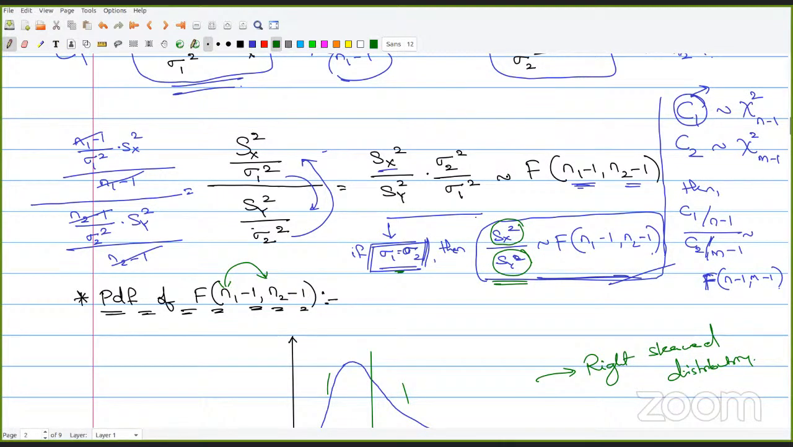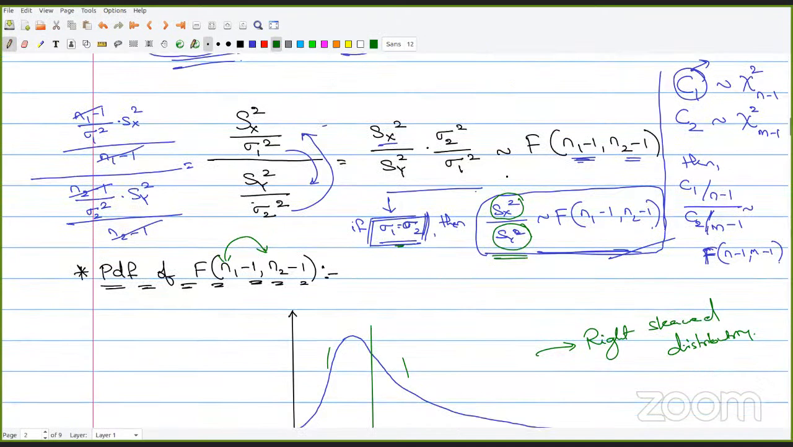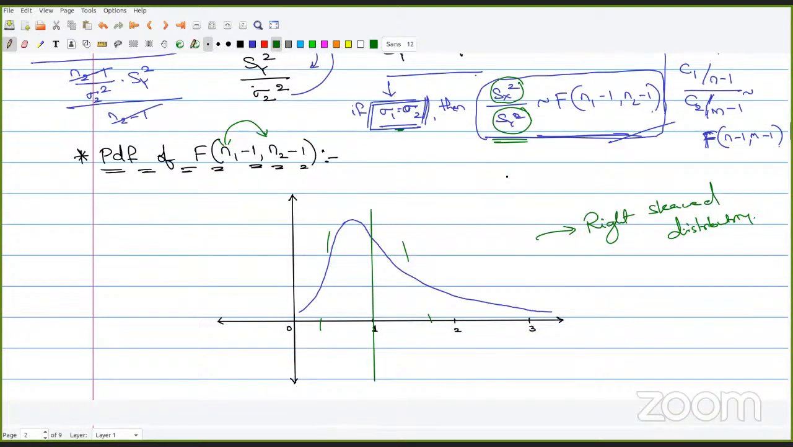In this F distribution, I had one doubt. When we test the test statistic, which is Sx square by Sy square, should it be greater than 1 plus some critical region, or lesser than? That we will see. We have just understood what is F distribution. We will go to the F test next.